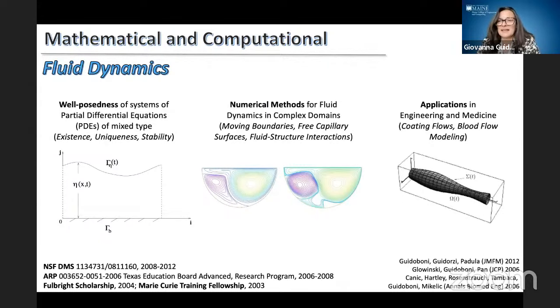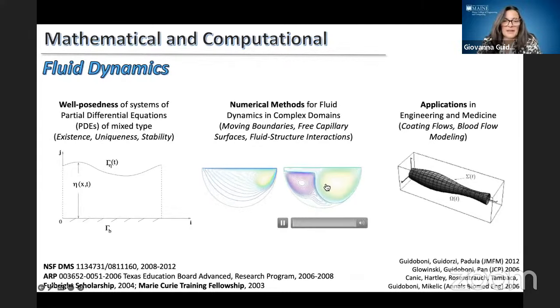And I studied aspects related to the well-posedness, so existence, uniqueness, stability of solutions, as well as the development of numerical methods that would maintain at the discrete level the fundamental principles of physics that are embedded into the equations that we are solving. And also, I explored applications related to engineering technology, like coating flows, as well as the deformation of arterial walls, which is very important, for example, to understand aortic aneurysm.